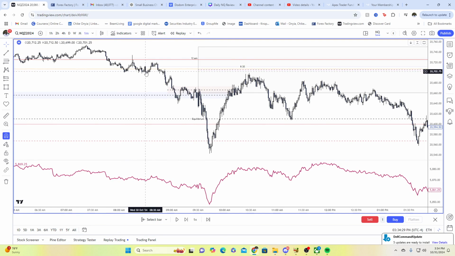All right, so 8:30, you see we come back lower, we take out a short-term high, and then we have this fair value gap form. It closes through this weekly high level, I believe, and we just continue going lower, leaving this fair value gap open. So now we're pretty bearish.